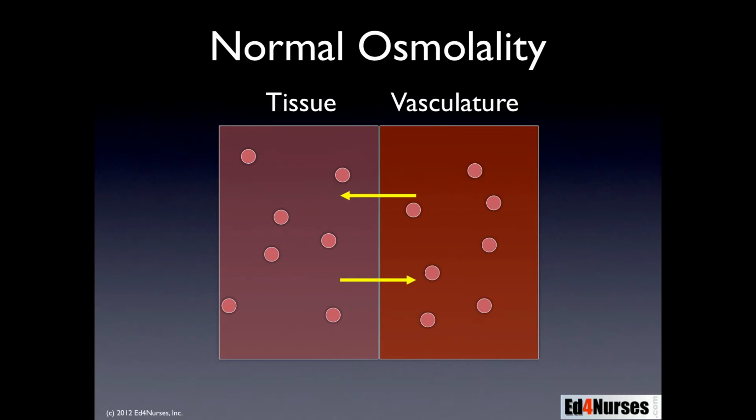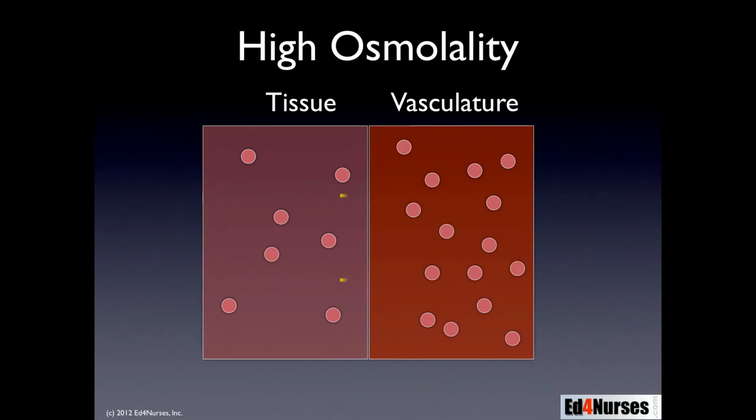The second component that I mentioned was osmolality. Now, osmolality, again, is concentration. As the picture here implies, if we have the same number of glucose molecules in the tissue as we do in the vasculature, then we're going to have normal movement of fluid back and forth from the tissue to the vasculature. However, if we get into a situation where we have high osmolality, this would be a situation where the patient has hyperglycemia.